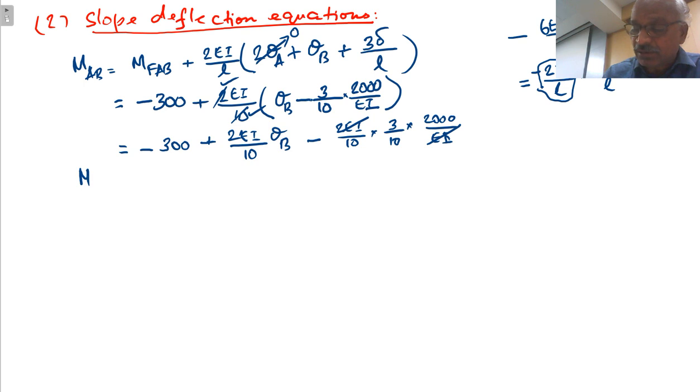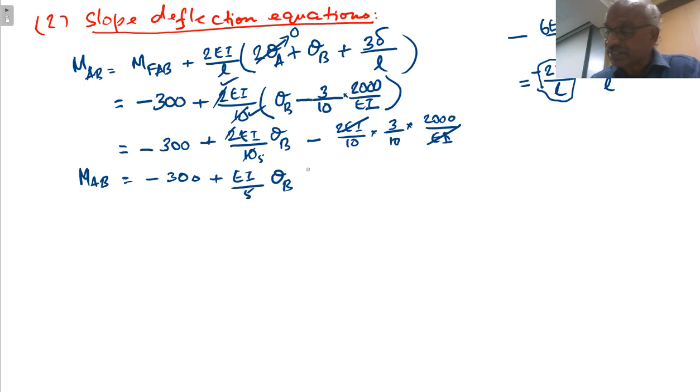So MAB equal to minus 300 plus EI by 5. So if you cancel, EI by 5 into theta B. On simplification, this is 2000 by 100, that means it will be 20, into 3 is 60, into 2 is 120, so that is equal to minus 120. So this is your slope deflection equation 1.